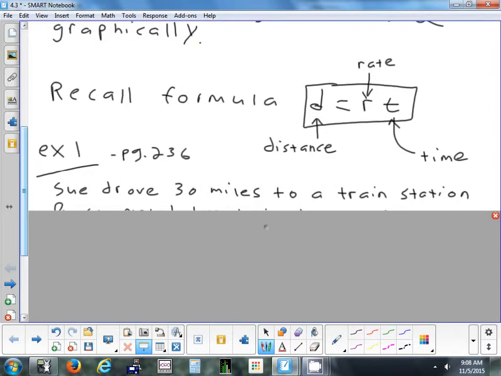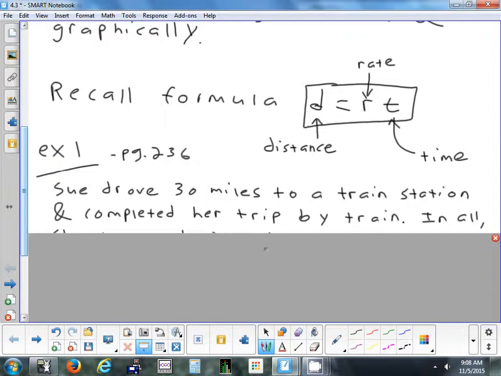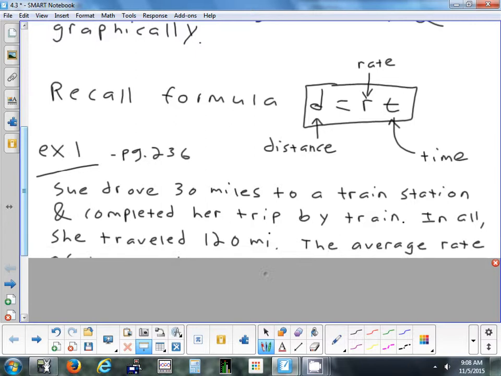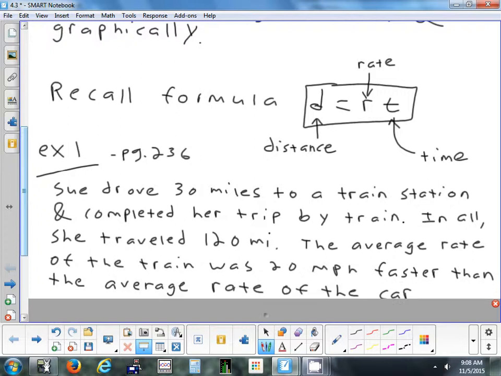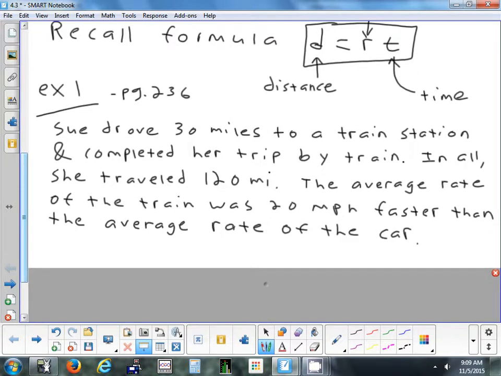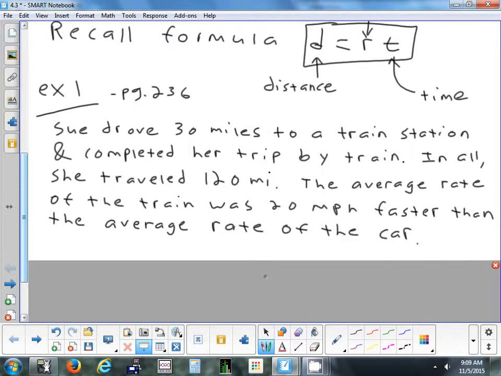It says Sue drove 30 miles to a train station. Then from there, she got on the train and completed her trip. In all, the entire trip was 120 miles. We don't know the speed of the train or the car, but we do know that the train, on average, was 20 miles per hour faster than the car. That's it. That's the whole problem.